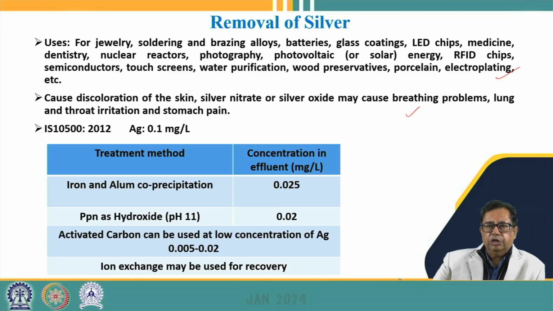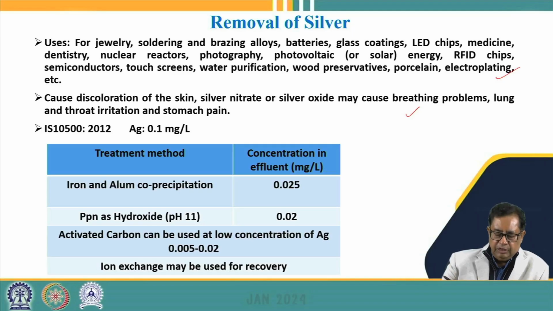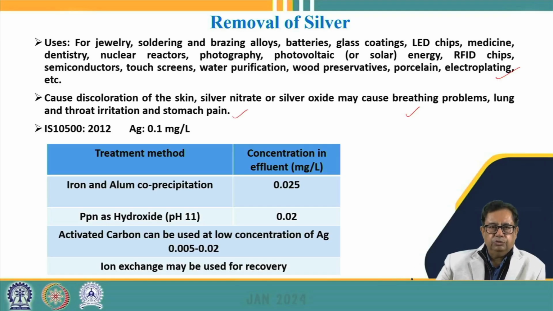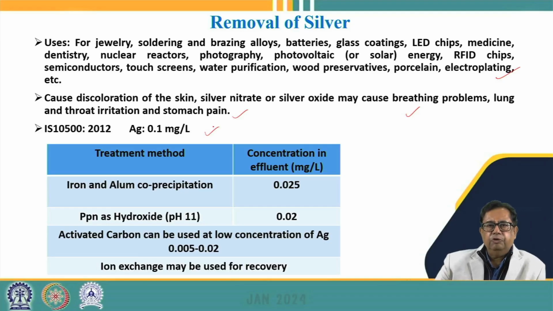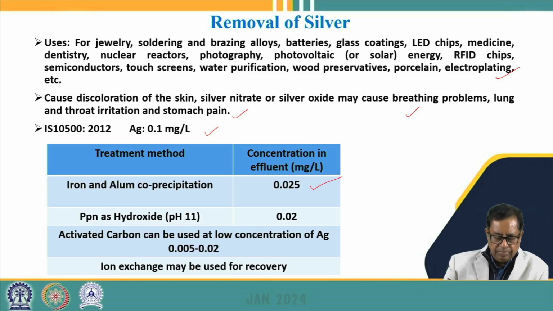Silver nitrate or silver oxide may cause breathing problems, as well as lung and throat irritation and stomach pain. In drinking water standards, silver should not exceed 0.1 milligram per liter. If you want to remove silver by the chemical precipitation method, we can go for iron and alum co-precipitation, which may lead to 0.025 milligram per liter of silver in the effluent. Precipitation as hydroxide at pH 11 may lead to nearly 0.02 milligram per liter in the effluents.